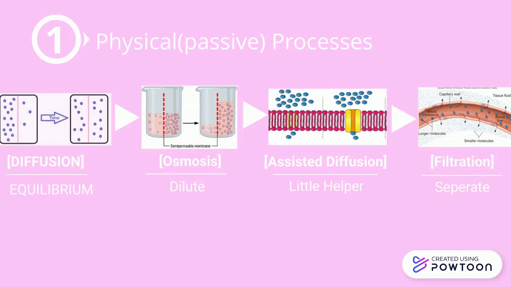The first one is diffusion. Think of diffusion as equilibrium. Diffusion distributes the particles equally between the system. Osmosis, think of it as a dilute. It equalizes concentrations in solutions.